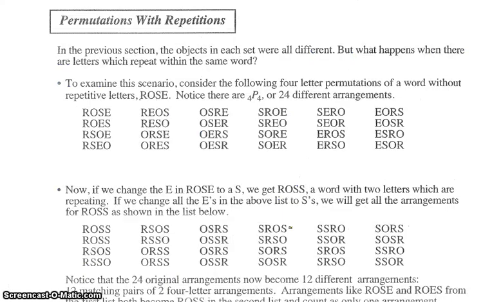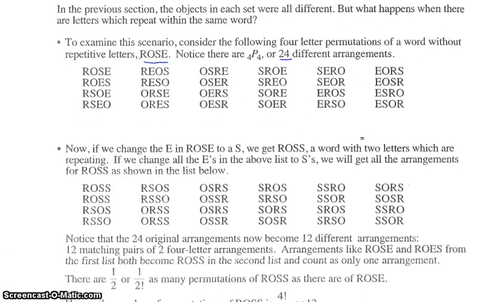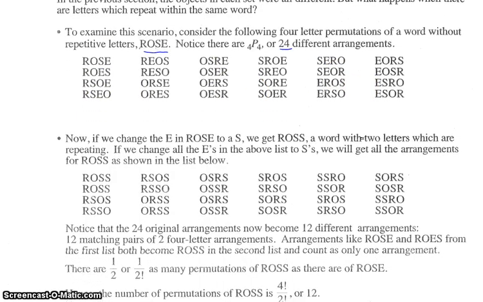Okay, so if we have, for instance, the word rose, the number of ways to rearrange all the letters in that word would be, there's 4 letters, so 4 factorial, which is 24, or you could do 4 pick 4. And they've written them all out here, and you'll see why in a minute. So those are all the different 24 arrangements.